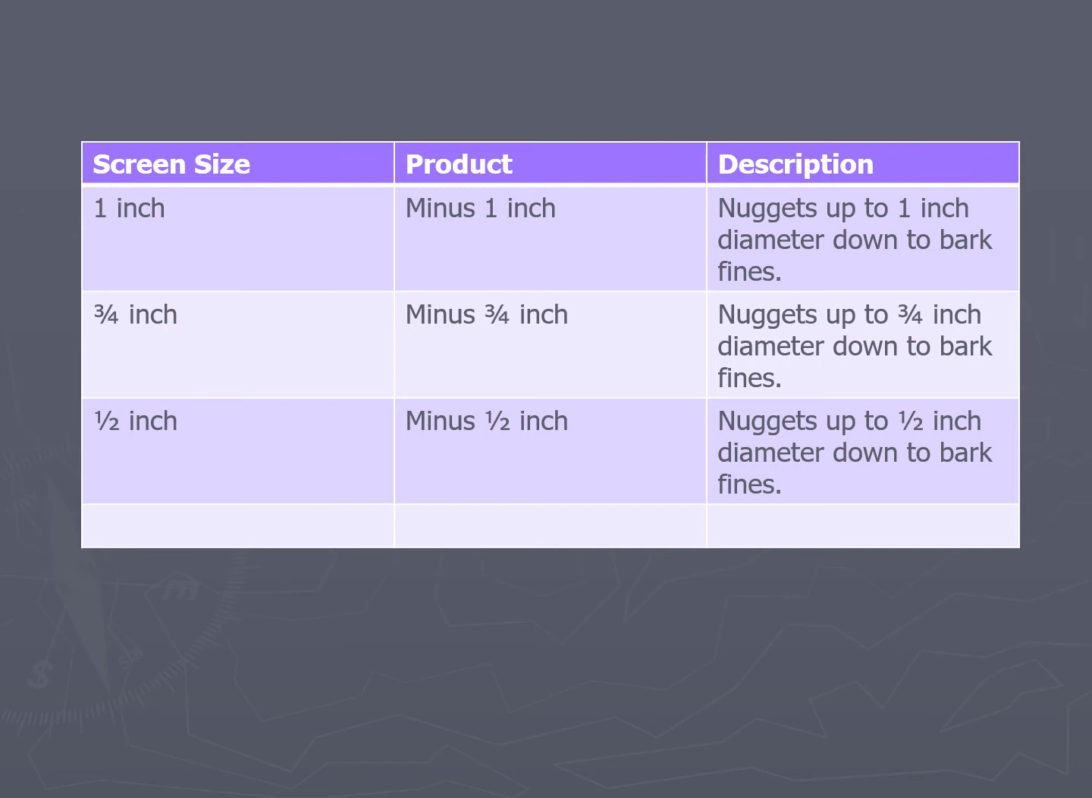fines. You can buy a product called -3/4-inch pine bark, which would have been passed through a 3/4-inch mesh screen, and you would get nuggets up to 3/4 of an inch in diameter, including smaller particles right down to and including the bark fines, and then really the same for the -1/2-inch product. So which product you use in part is going to be determined by the crop that you're growing and how long the crop is going to be in the container.